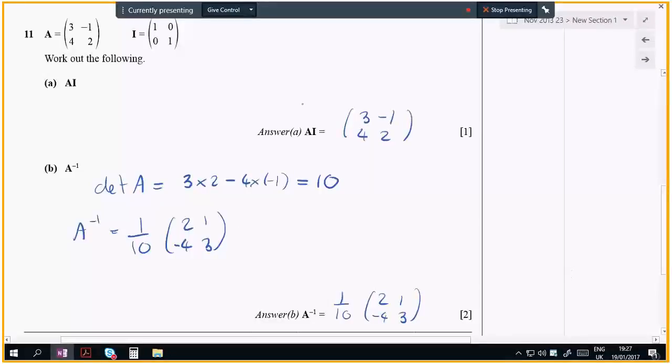The way I remember how to do the inverse is I always think that the inverse of the identity matrix must be the identity matrix again. So swapping the 1 and the 1 doesn't change them, and making the zeros negative also doesn't change them.